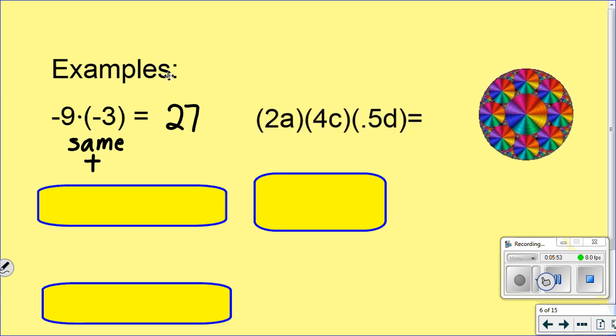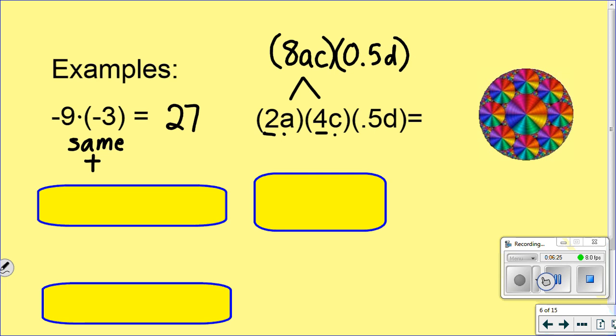All right, let's take a look at this one. Looks like all of my signs are the same. Positive 2a, positive 4c, positive 1/2 d. Okay, so I'm going to follow some order of operations here. Well, 2 times 4 is 8. And a times c is just ac. Okay? And then I have times 0.5d. They're still both positive.